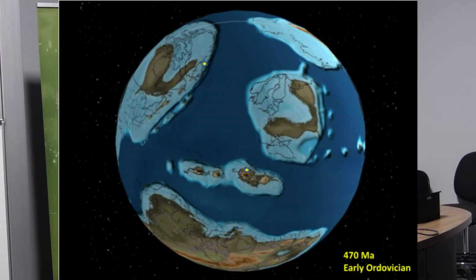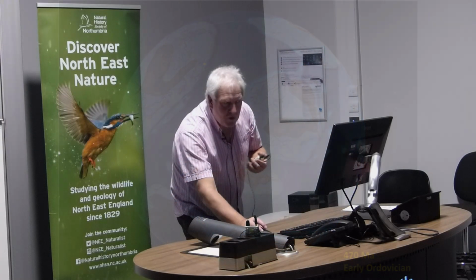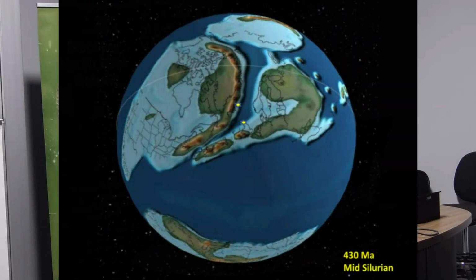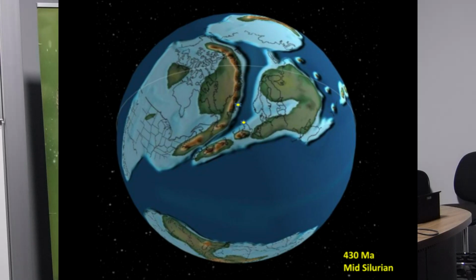So what we're looking at here is early Ordovician, so this ocean opened up in the Cambrian, and it's already starting to close. So this is Laurentia up here, south of the equator. We're much nearer the South Pole. Time goes by, skip to 430 million years ago, the mid-Silurian. And you can see this area hasn't moved much further north, but England has.